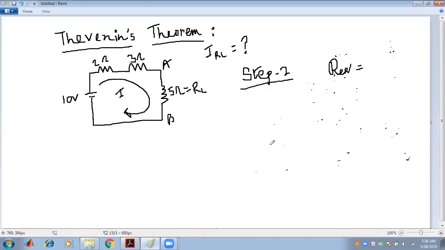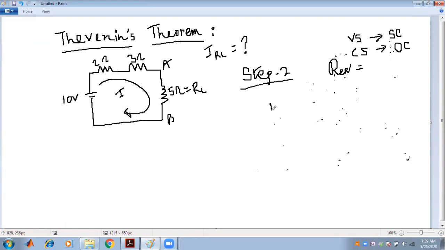So if there is a voltage source, it will be short circuited. All the independent sources will be removed from the circuit, and if it is a current source, then it will be open circuited. These are the rules to nullify all the independent sources in the circuit. If it is a voltage source, then it is short circuited. If it is a current source, then it is open circuited. Now there is a voltage source, so it will be short circuited.